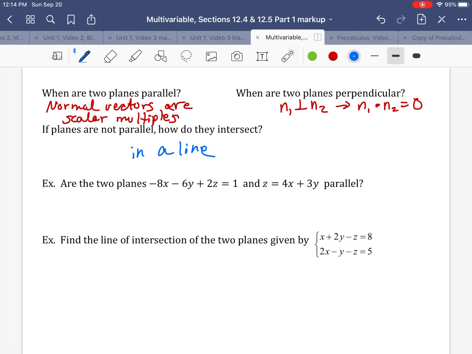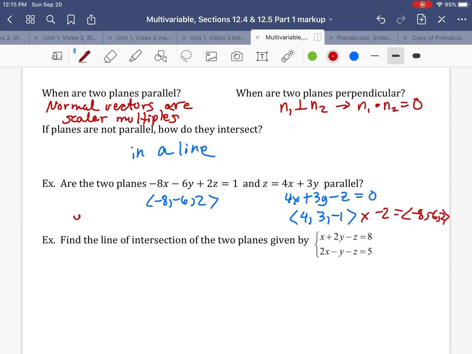So first of all, you have to get everything over on one side. So this normal vector here is -8, -6, and 2. This one here, I got to bring everything over. So I'll just say 4x plus 3y minus z equals 0, everything together. And this one's 4, 3, and -1. So look at those two things. If I multiply this guy by -2 in my head, I get -8, -6, and 2. So they are parallel. So yes. Okay, so these two down below are obviously not parallel in the next example.